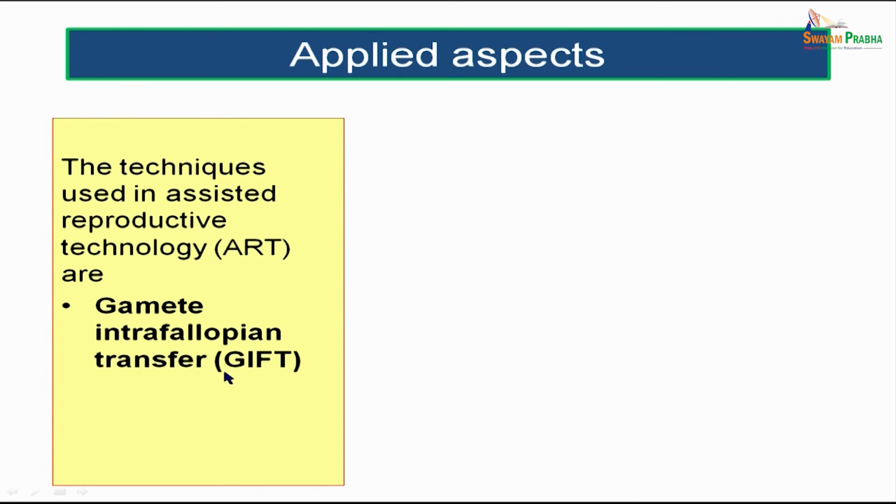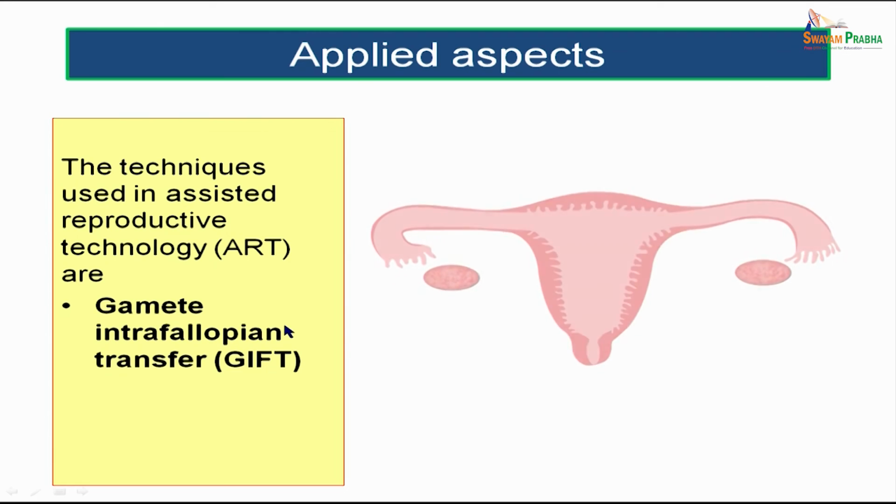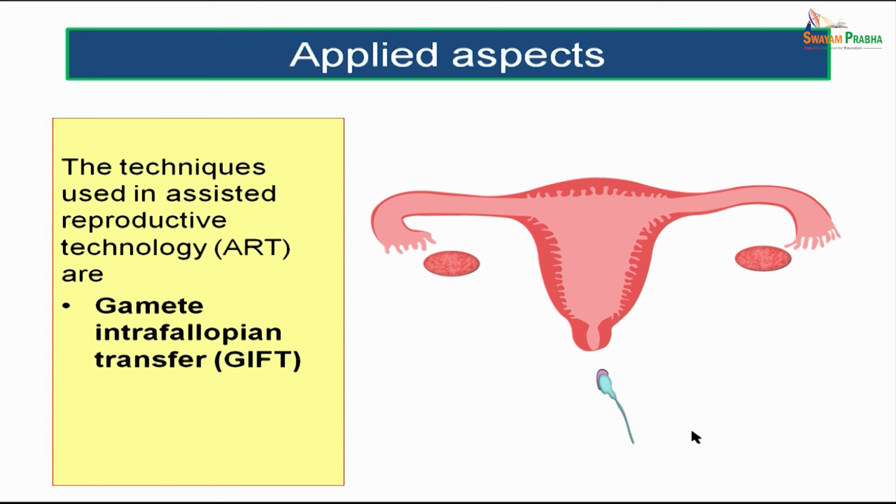uterine cavity. Another method used in assisted reproductive technology is gamete intrafallopian transfer. This is known as GIFT. As the word implies, we are now planning to transfer the gametes directly into the fallopian tube. So, we have the sperms taken from the father, and we are transferring them into the fallopian tube, into the ampulla. Then we have already taken the oocytes from the mother, and we are also transferring those oocytes into the ampulla of the uterine tube.